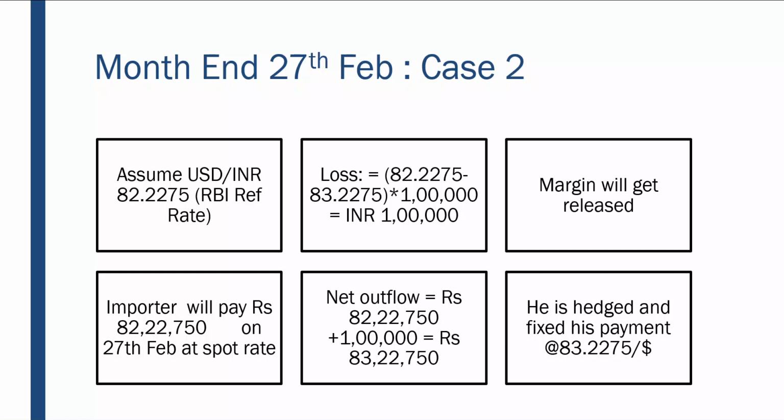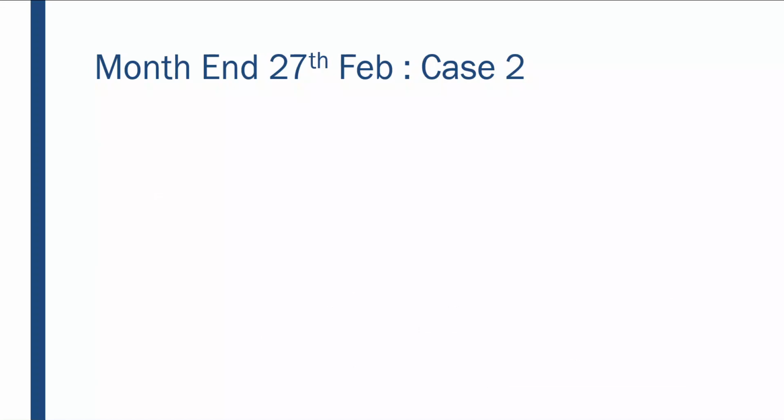So come whatever may happen, when I choose a price of 83.2275, my payment will be only at 83.2275. If the dollar goes up or goes down, as a hedger, whatever price I have taken initially, that will be the price at which I am going to pay. The total outflow is going to happen at that price, on my import transaction. So I have hedged myself.